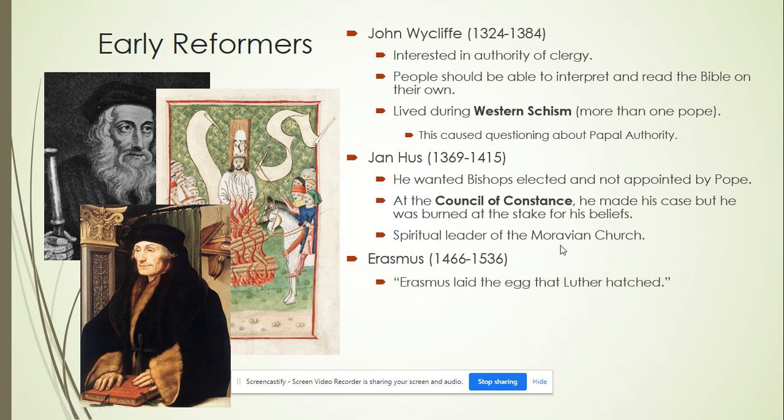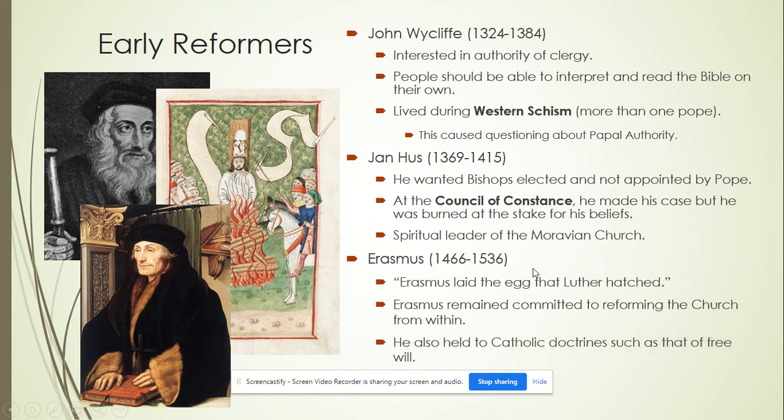I think he came up in your reading, but I like this quote. Erasmus laid the egg that Luther hatched. Erasmus is living at the same time as Martin Luther, and Erasmus is one of these great humanist thinkers who is committed to reforming the Catholic Church from within, just like Luther was at the start. And we need to know that about a lot of these reformers. These are not people who set out to destroy the Catholic Church. They set out to reform the Catholic Church.